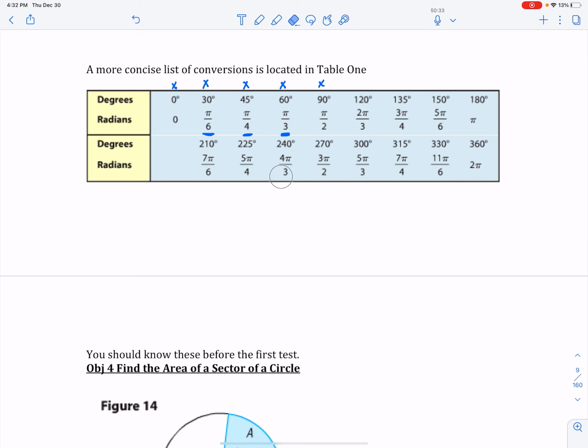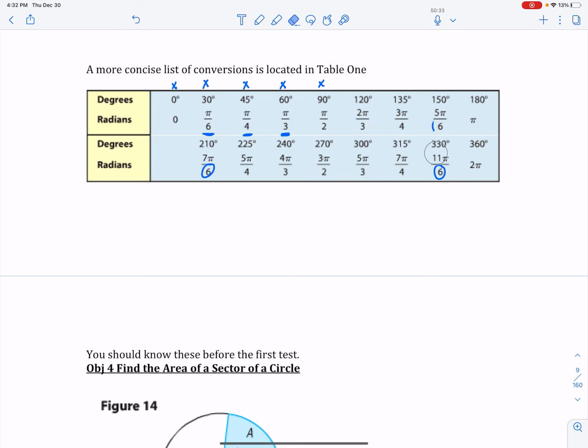Now let's look at all the ones with the 6 in the denominator. If it has a 6 in the denominator, it's based off of the 30 degrees. So 150 is 5 pi over 6, 210 is 7 pi over 6, and 330 is 11 pi over 6.